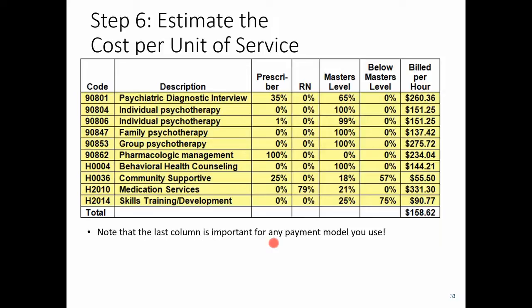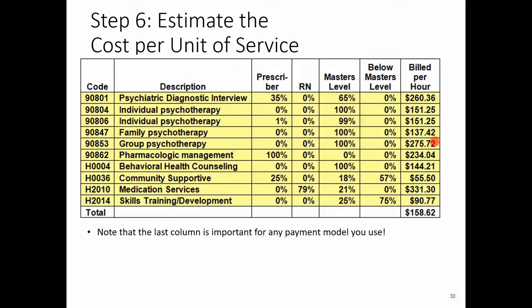So, and note that the last column is important for any payment model that you use. If you're getting paid fee for service, you need to know what your clinician mix is so you can know what your average cost per 90791 versus 90804, etc. And you can see that the costs vary dramatically based on the clinician type that's used.